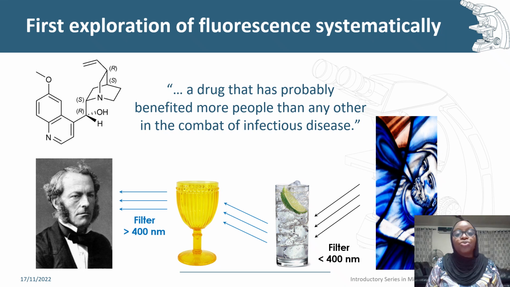Sir George Stokes explored fluorescence in a more systematic way. He introduced the idea of filters tied with the electromagnetic spectrum, showing how the wavelength is associated with various fluorescent molecules. Here he used a stained glass as a filter. The glass absorbed all the light greater than 400 nanometers to allow only UV light to enter a sample.